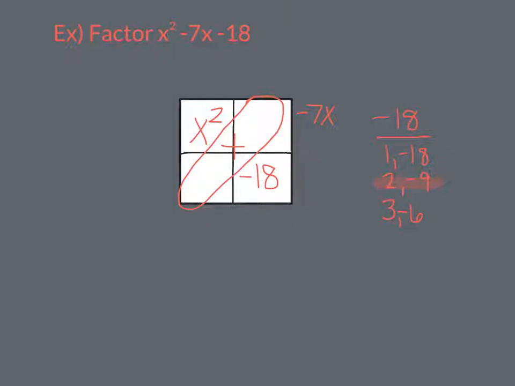Therefore, we want to put a 2x in one of the boxes. It doesn't matter which one. And the negative 9x in the other. And double check, 2x plus negative 9x gives me the negative 7x. Great job. Now we need to work backward to figure out the numbers that would be the length and width of our rectangle.